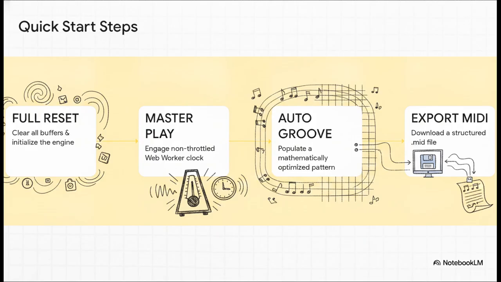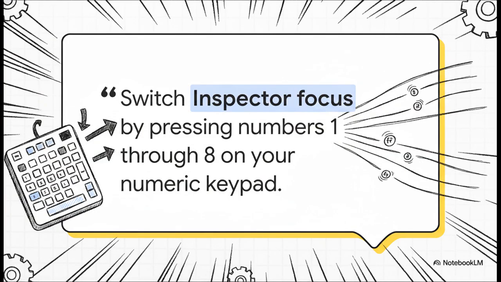Now, speed is absolutely everything in sequence programming, so here's a massive workflow pro tip to keep you in the zone. Keep your hand resting on your computer's numeric keypad. Hitting numbers 1 through 8 will instantly bounce your inspector focus between tracks. It totally saves you from constantly reaching for the mouse, letting you stay perfectly locked into that creative flow.